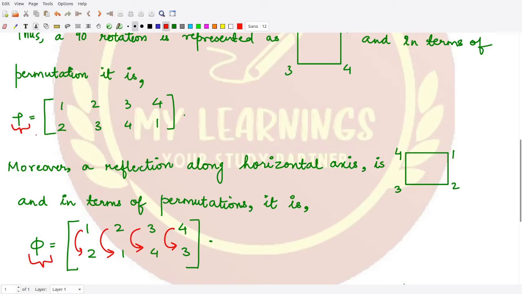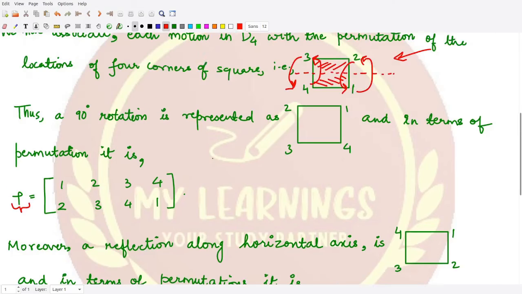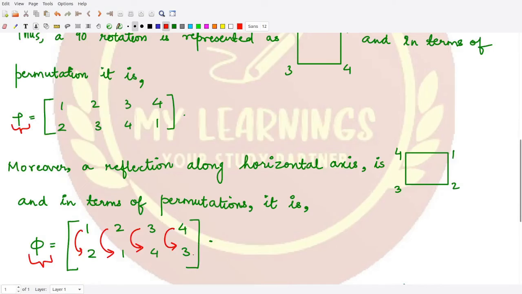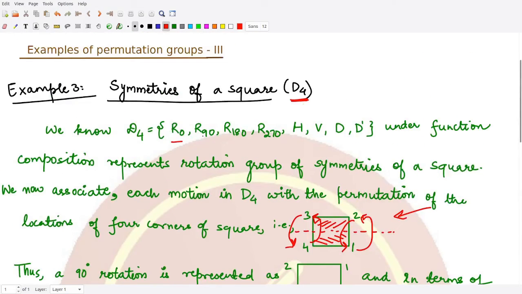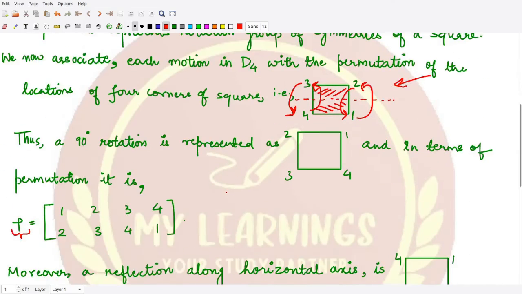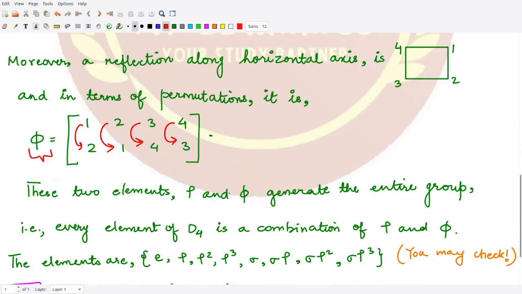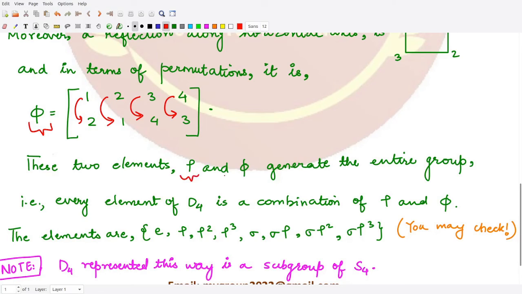So we have one permutation which is rho, right? This represents rotation in the counterclockwise direction by 90 degrees, and the phi permutation represents the reflection along the horizontal axis. The rest of the six elements are obtained by combining these operations. And if you perform some calculations, the two elements, rho and phi, generate the entire group, right? So every element of D4 can be written as their combination.